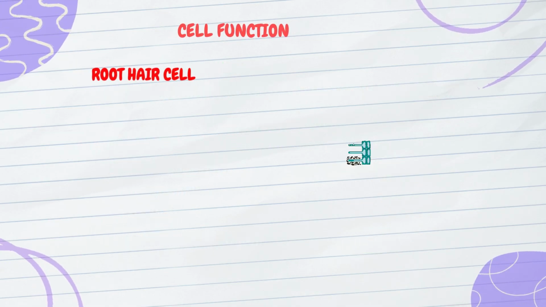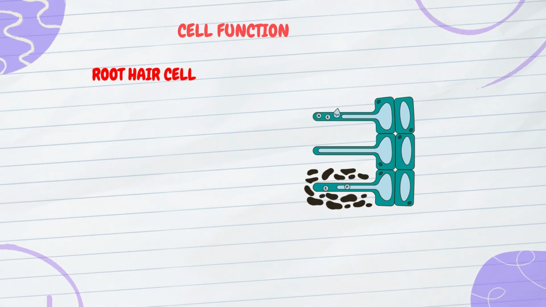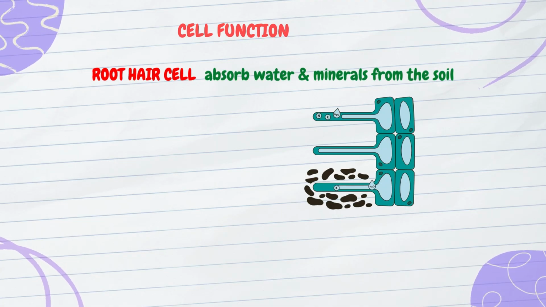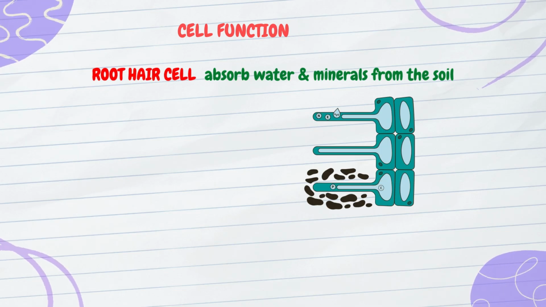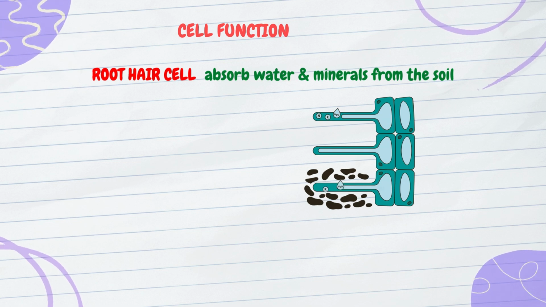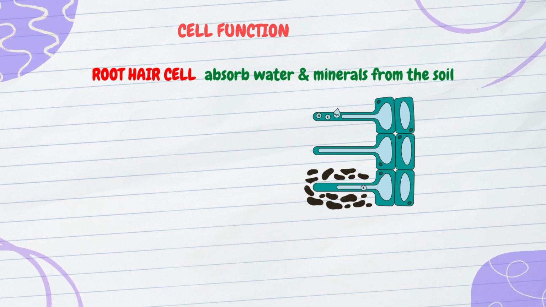Next, the root hair cells. The root hair cells are found in the roots of plants. Their function is to absorb water and minerals from the soil. Why do they perform this function? Again, it's because of their structure. Their structure has features that enable them to absorb water and minerals from the soil.